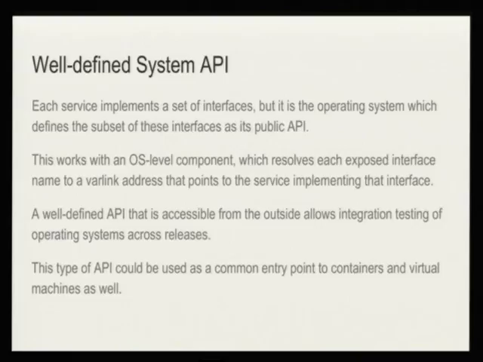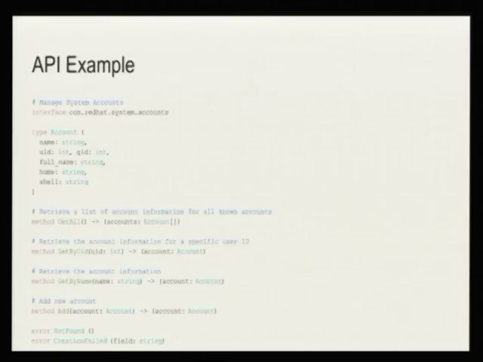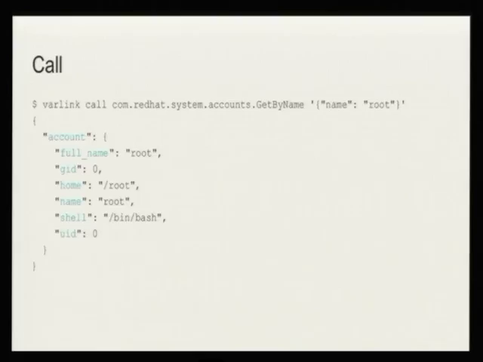And that is accessible from the outside, so you can basically access the host API from a container, maybe if you just give it one connection to route through. And we created a simple CLI tool so you can play around with it and see the output. Here, for example, we call the com.redhat.system.accounts service with the method getByName. We specify the name. And that's just a proof of concept.